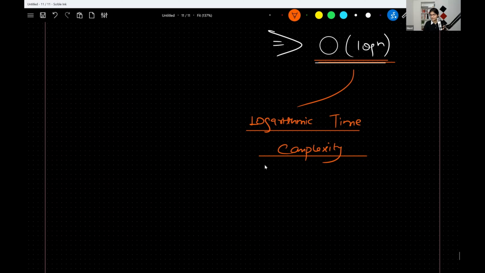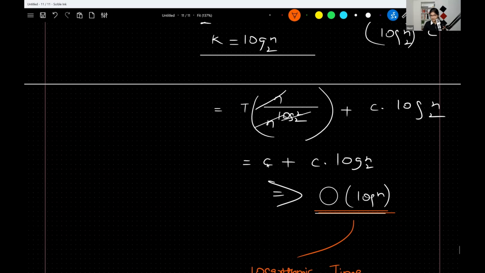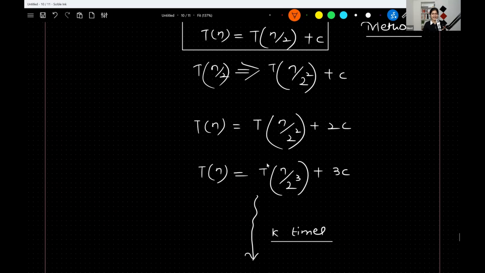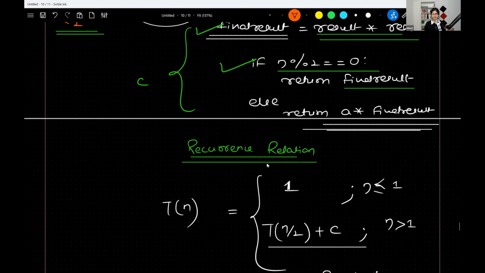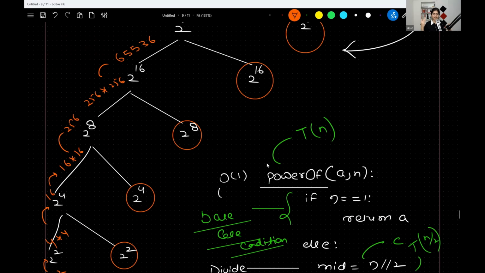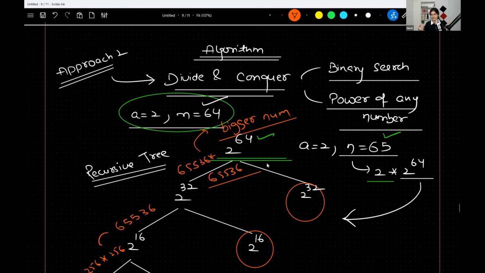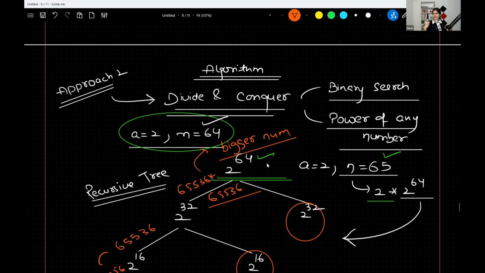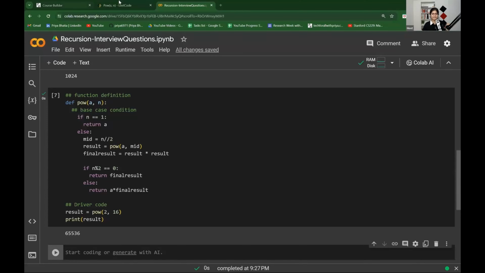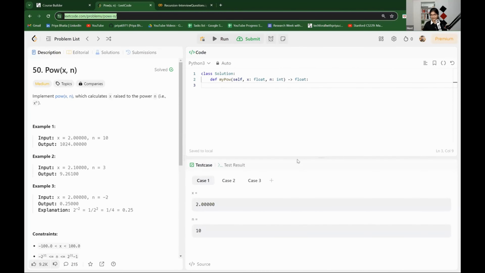An extension of this problem. I'm looking for a value of n which is bigger than or equal to 1, like positive values I am encountering. What if I encounter a negative value? That's where our LeetCode problem came into the picture. I'm sharing the link with everyone in the chat window.